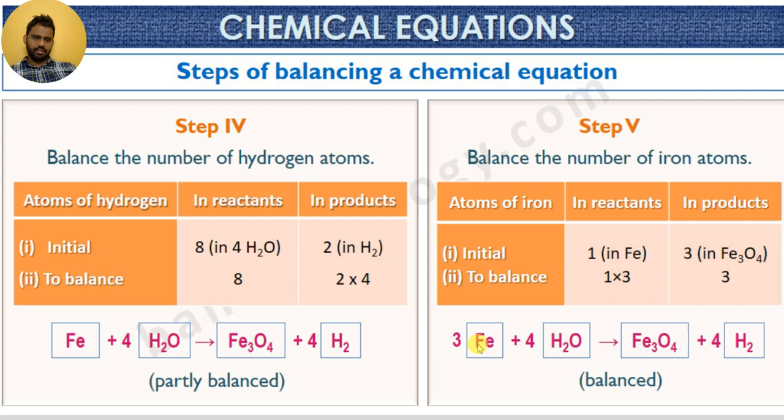Now if we see here, 3Fe, Fe is 3 here; 4 into 2 means 8 hydrogen, and 4 into 2 is 8 hydrogen here; 4O means 4 oxygen. So this is a completely balanced reaction. This is how you balance a chemical equation. I hope by following this method and this example, the students have understood how to balance a chemical equation. This is a very good example to make students understand the balancing of chemical equations.